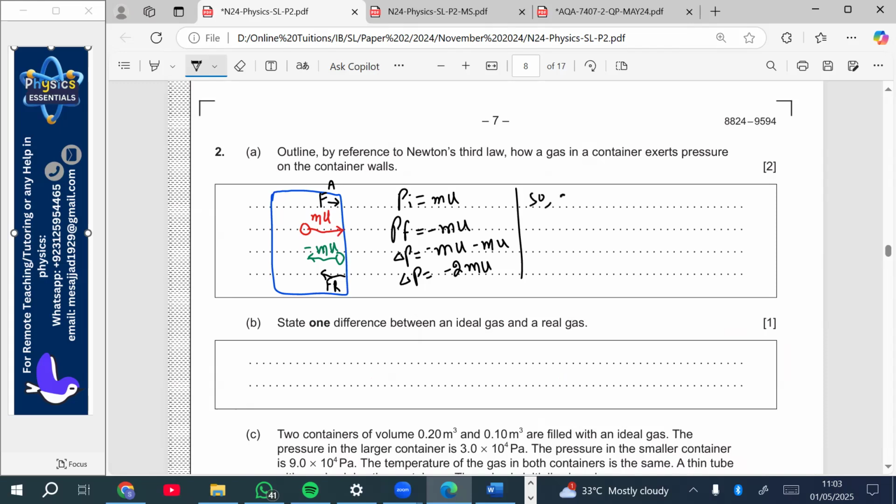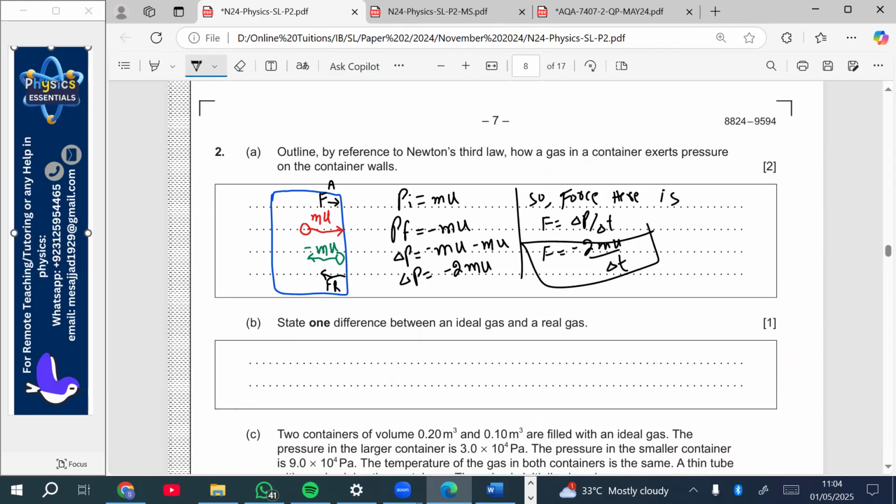So force here is F equals delta P over delta T, which is equal to the rate of change of momentum. So it will be taken as 2 mu over delta T. So that is actually the force acted on a molecule when it strikes the wall of the container, and that is how a gas in a container exerts pressure on the container.